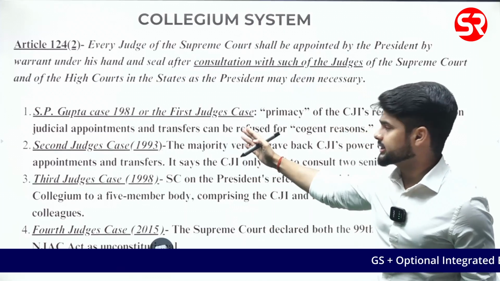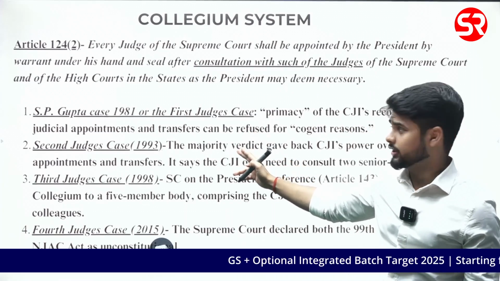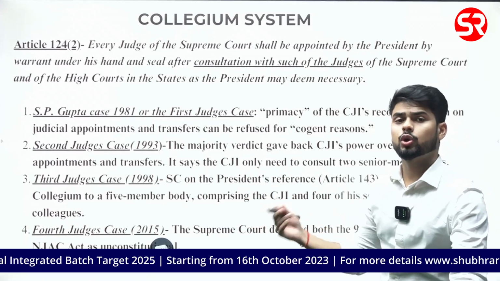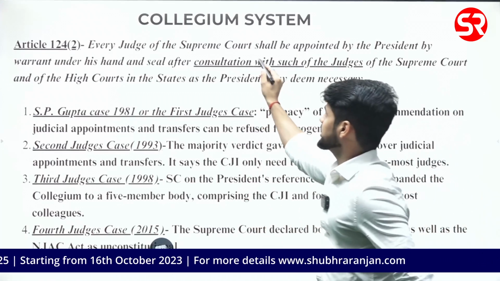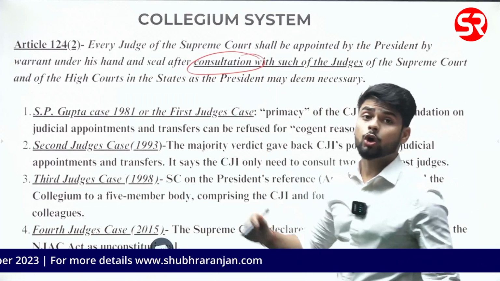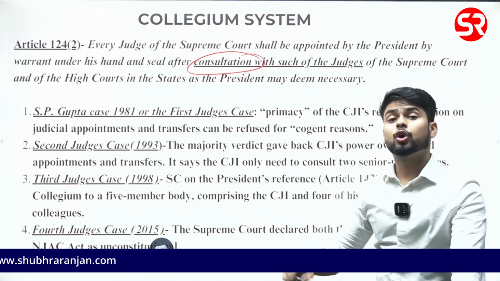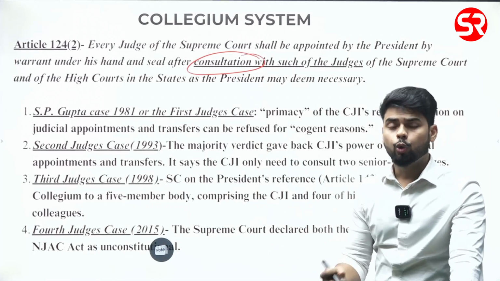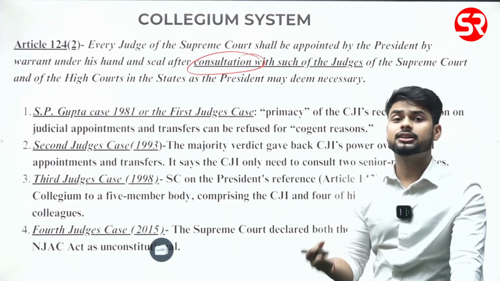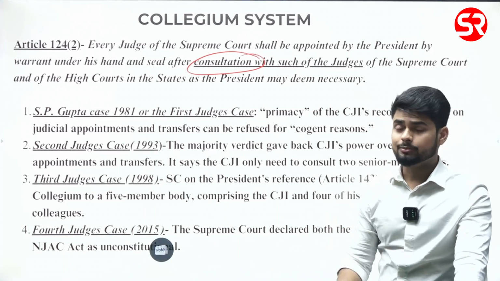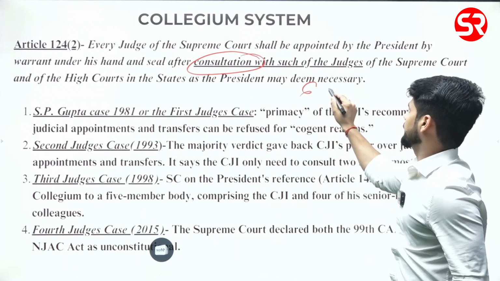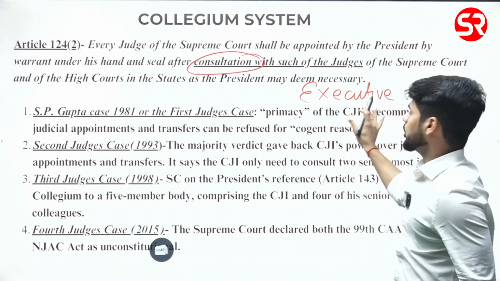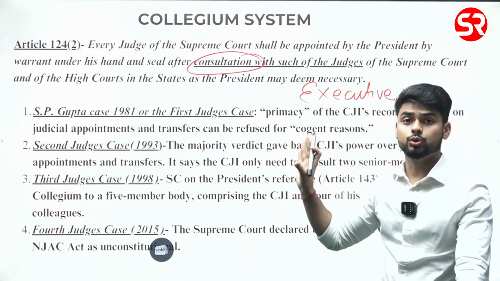Fine. The first case is SP Gupta case 1981, also known as first judge's case. In this particular case, in short, it was said that this consultation per se is not binding. If it is not binding upon the President, what does it mean? That President can do what he feels. It is the discretion of President. That means that executive, because President is what? Executive head, got more power here than the judiciary.